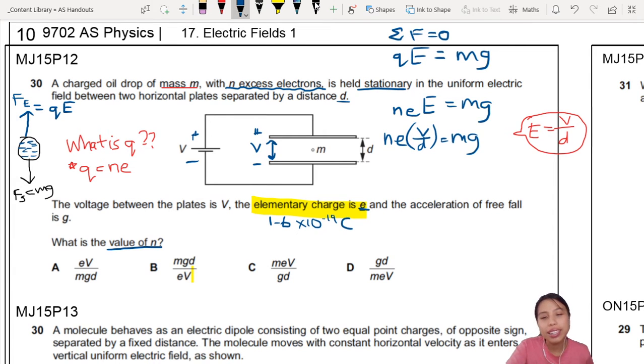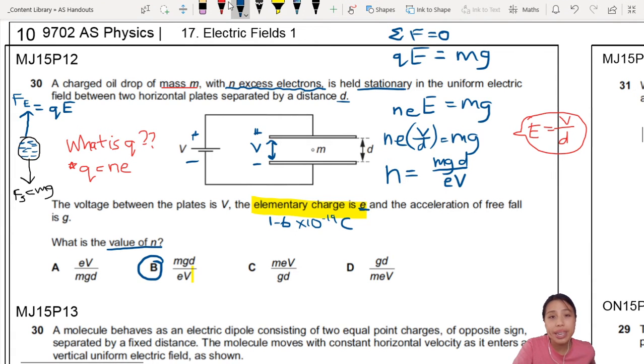And now you need to find N. So let's rearrange all these variables. So N equals, firstly mg, D goes up, EV goes down there. So mgD over EV, that is what we're looking for. So this is the answer that we're looking for, B.